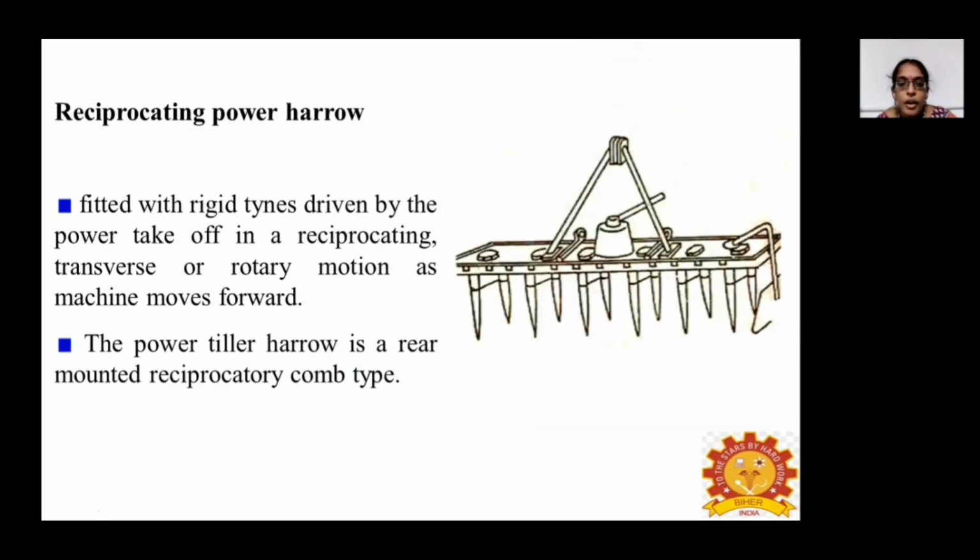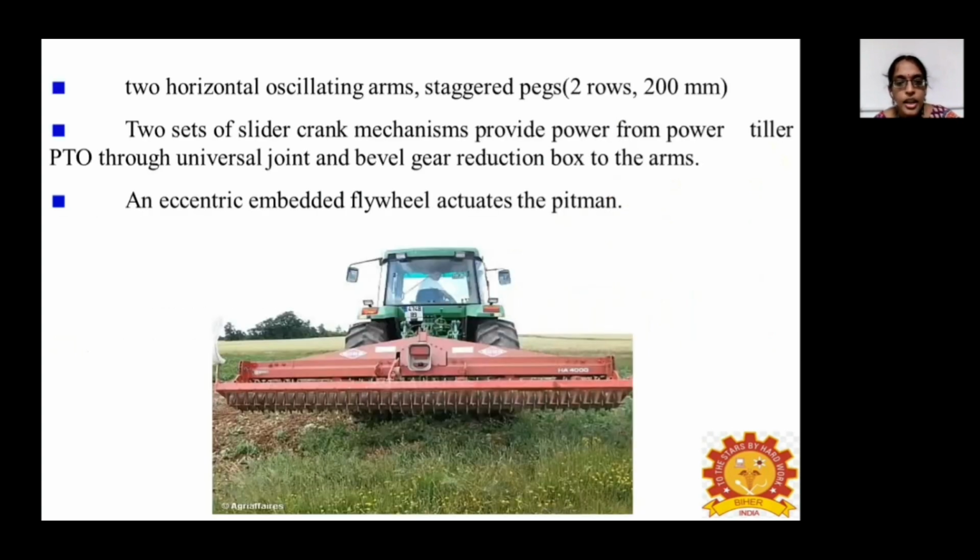And the reciprocating power harrow is fitted with rigid tines, and it is driven by the power takeoff in the reciprocating direction. Mainly it is used for rotary motions as the machine moves forward. So rotary motion means traverse motion, and reciprocating means to and fro motion. So it will move forward and backward. And the power tiller harrow is a rear mounted, reciprocating comb type harrow.